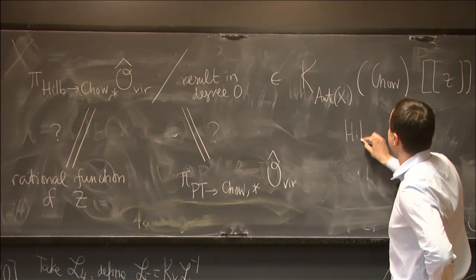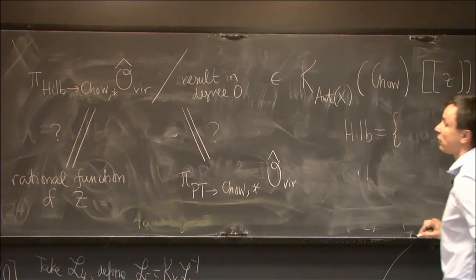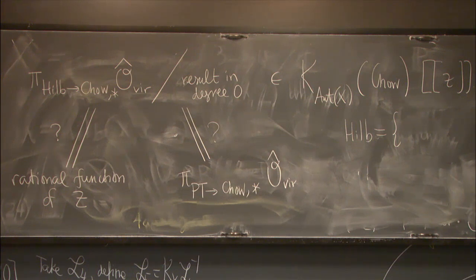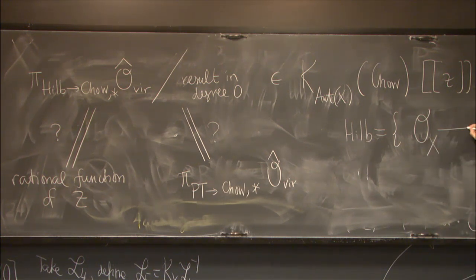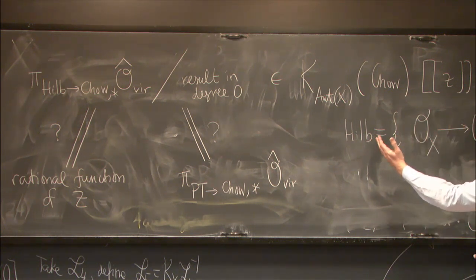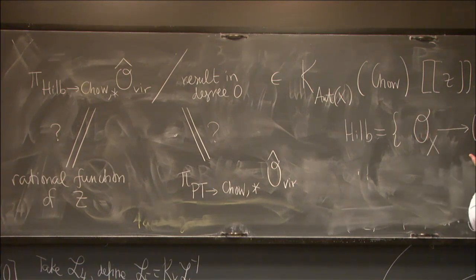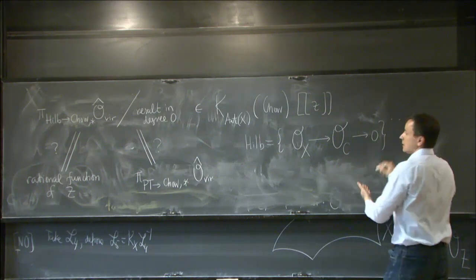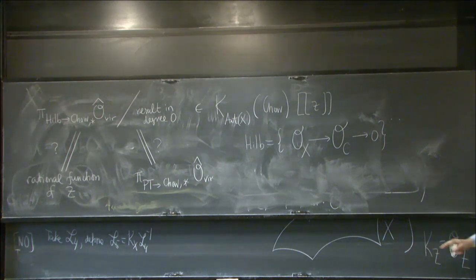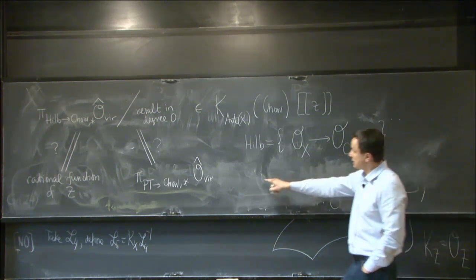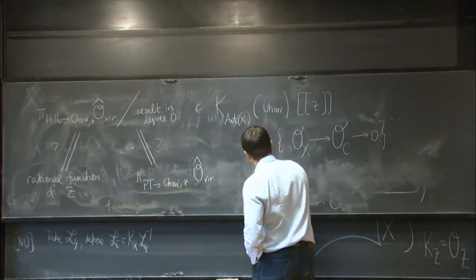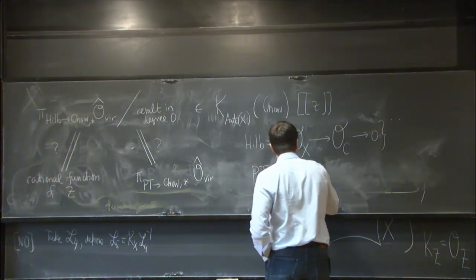So the Hilbert scheme, one way to say what the Hilbert scheme parameterizes is the following. It parameterizes quotients of the structure sheaf of your threefold. That is to say, you have functions on your curve, and they're quotients of all functions on your threefold. That is to say, you have a surjective map like this. And this is really an arbitrary one-dimensional thing. This other space parameterizes complexes of a very similar kind but slightly different.